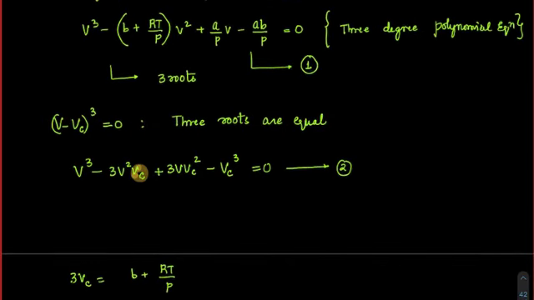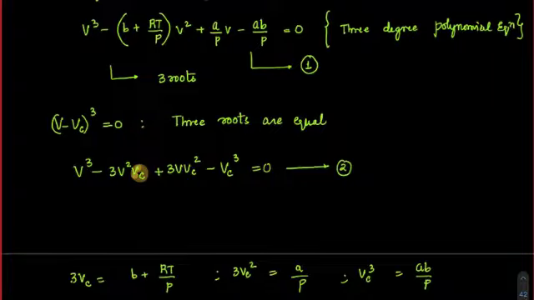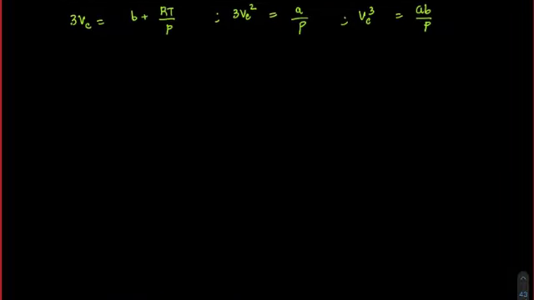Second comparison is 3 times Vc square is equal to A by P. And the last comparison is Vc cube is equal to AB by P. So this is the third comparison which I got. Okay. Now we'll use this. Let me call this equation 3, this equation 4, and this equation 5.